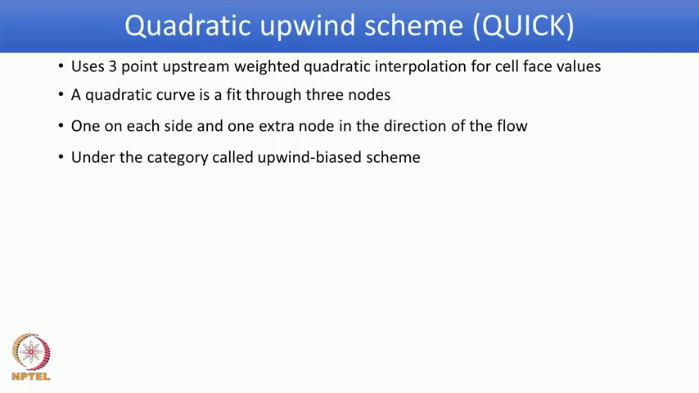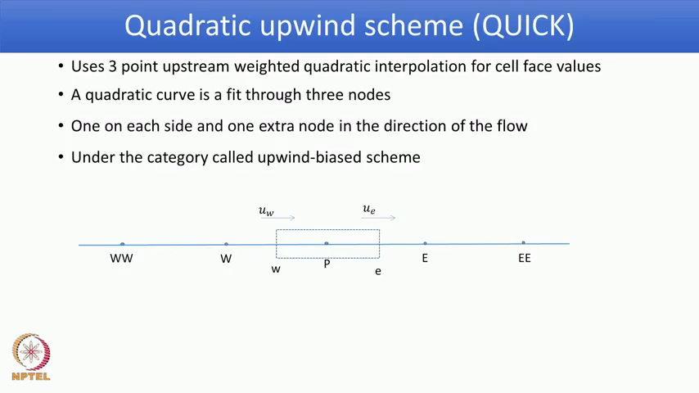This falls under the category of what is known as the upwind biased scheme. So, we have a central differencing scheme, we have a pure upwinding scheme, we have a hybrid scheme, we have the power law scheme. Now, we have an upwind biased scheme. So, the scheme is kind of central, but it is not pure upwinding, it is a mix of both. So, it is an upwind biased scheme.